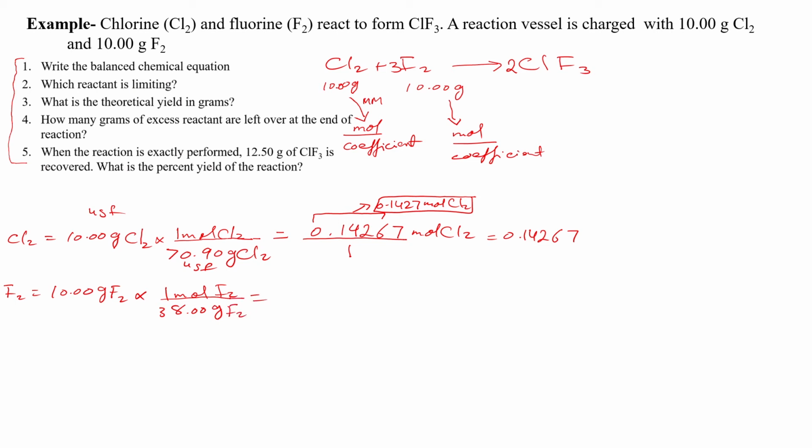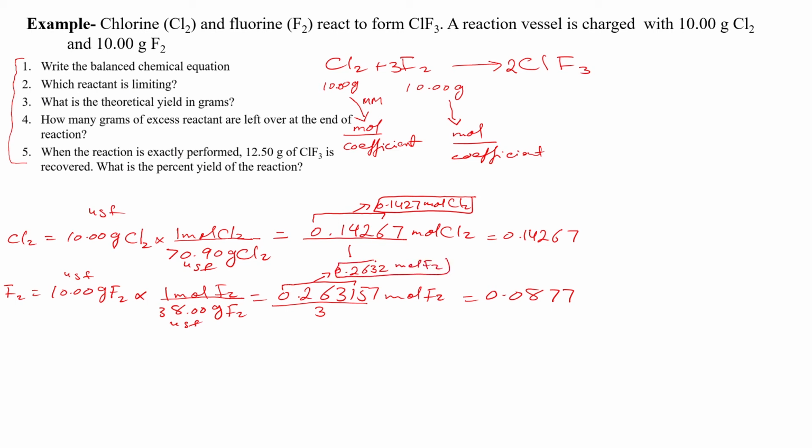10 divided by 38 is 0.263157 moles of F2. You're going to divide it by the coefficient, which is 3, and you will get 0.0877. If you have to round it to the proper number of sig figs, we have 4 sig figs here and 4 sig figs here. So your 4 sig figs is going to be up to this point, right? And it will be 0.2632 moles of F2.